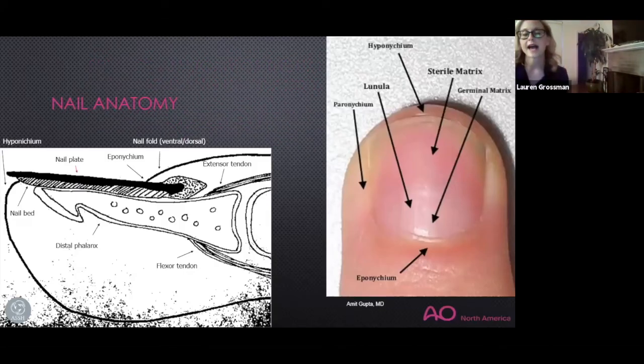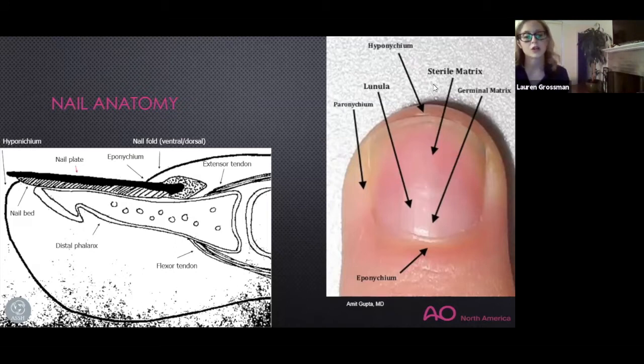So I'm starting off with the nail anatomy, as it's one of the most obvious portions of the hand. On the right-hand side, there's a picture of a patient's nail. What's commonly known as the nail is also known as the nail plate. Underneath is the nail bed, also known as your sterile matrix. Proximal to that area is the germinal matrix. The skin surrounding the nail is known as the paronychia, proximally the eponychium, also known as the cuticle, and then the hyponychium, which is where the skin meets the distal aspect of the nail.